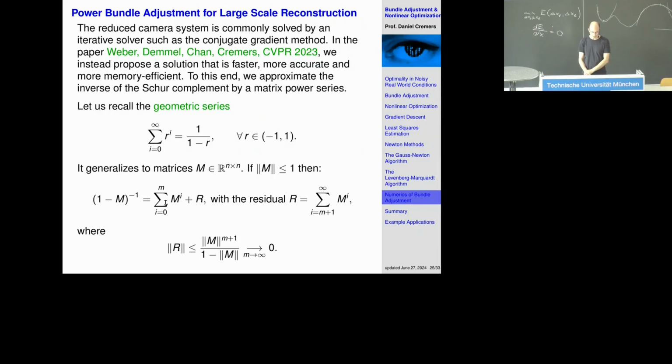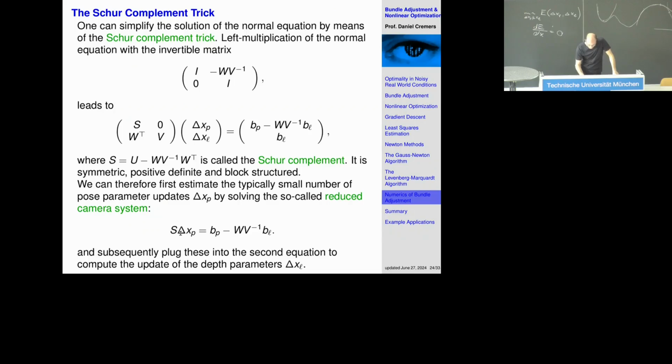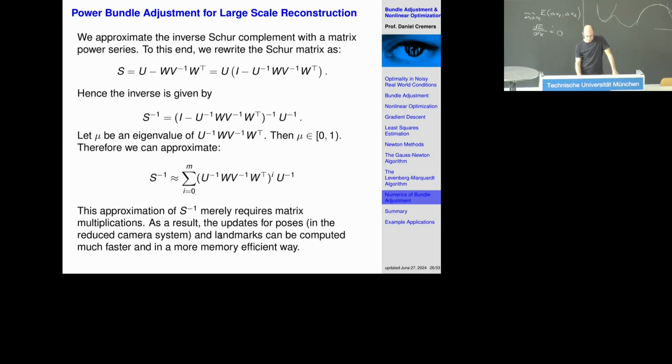Now you might say, what is that good for? Well, first of all, it's pretty beautiful that you can do that for matrices. But we'll use this power series to approximate the Schur complement, the inverse of the Schur complement. Because remember, what we need to do here is invert S, and we need to somehow compute the inverse of S, and we can find an approximate solution.